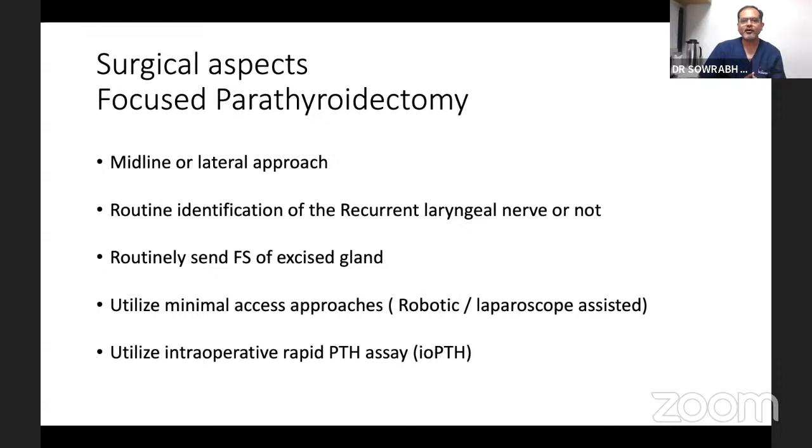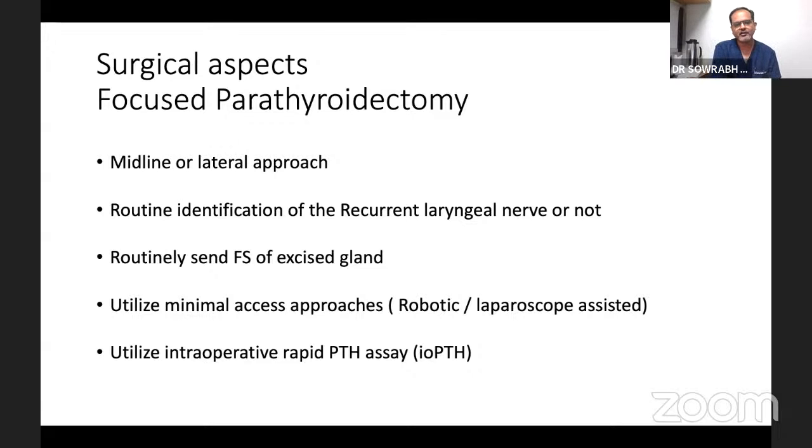I assume all these parathyroids are already localized. Yeah, these are for focused parathyroidectomies. Okay. So for the inferior parathyroid, lateral approach, superior parathyroid, midline approach, most of the time. Routine identification of the recurrent laryngeal nerve, no. I usually see if it is there in the field. I never try to find it, but I am very careful. Sometimes I have seen that the nerve is going superficial to the parathyroid. It happens sometimes, so you have to be a little careful, but you do not have to always try to find out the recurrent laryngeal nerve. I routinely send the frozen section for the excised gland.